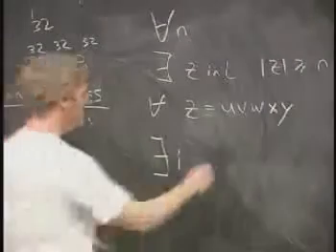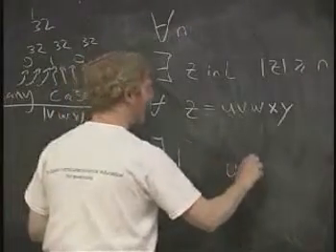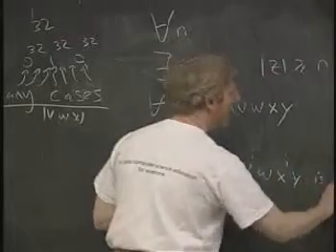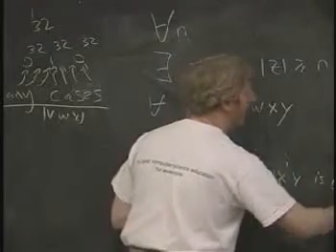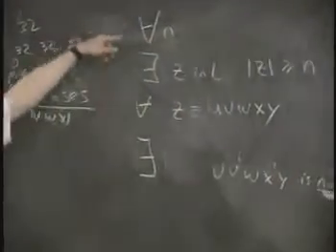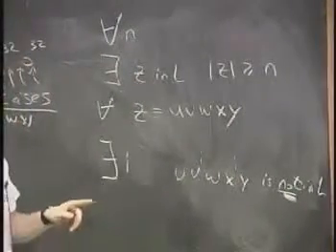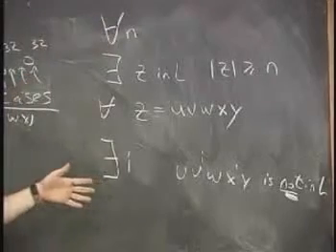So there exists an i such that u, v^i, w, x^i, y is not in L. Finally, the "not" comes through in L. All the "not" does going through here is reverse the quantifiers. Finally, it shows up and reverses a statement. That's how you use the pumping lemma.